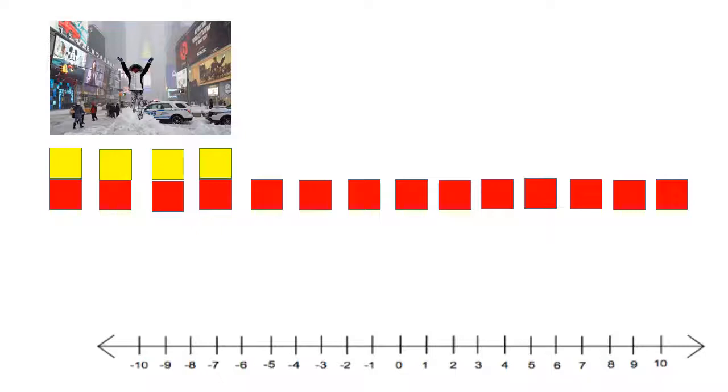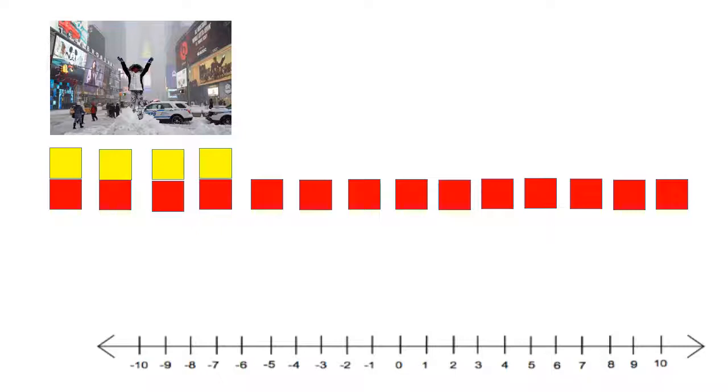Okay, and for New York, again, we've set it up with some neutral pairs or zero sets. You can see on the left, we've got 4 sets of them. They're worth 0. And we've got New York's starting temperature of -10, which is represented by the 10 red tiles on their own.